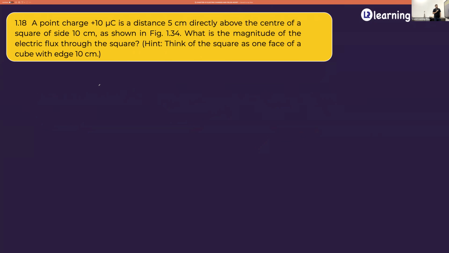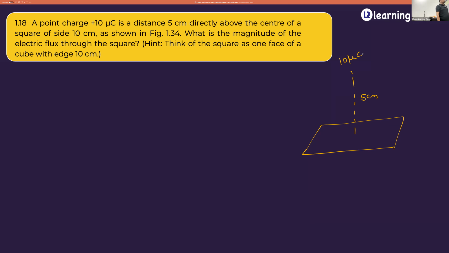So point charge plus 10 microcoulomb is placed at a distance of 5 centimeter above the center of a square of side 10 centimeter as shown in figure 1.34. Actually, the diagram is missing. So there is a square here, and at a distance of 5 centimeter from the square, there is a charge of 10 microcoulomb that is placed. Right. So the question is, what is the magnitude of electric flux through the square?